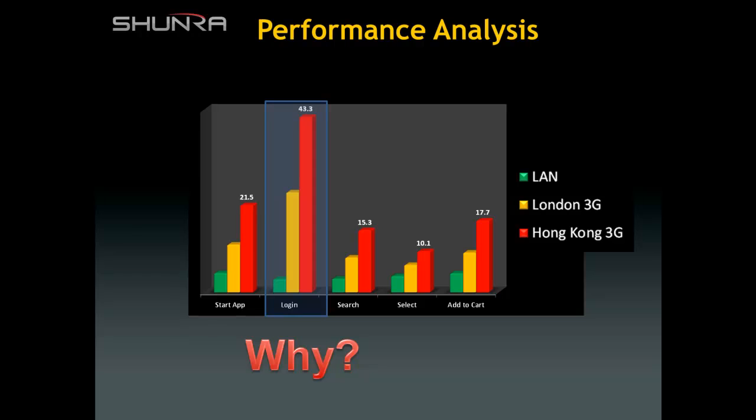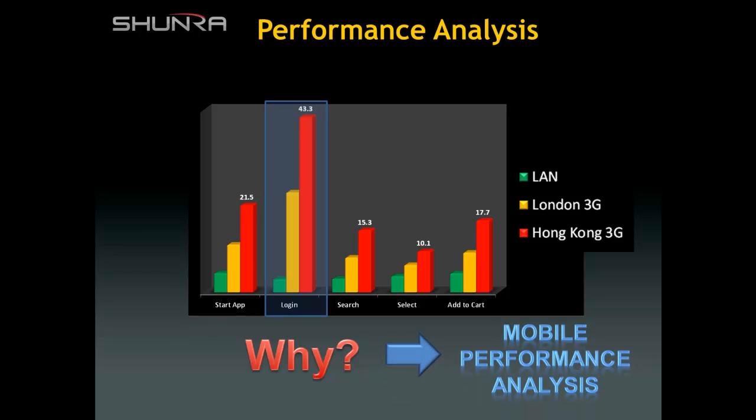And although it is critical to know this before deployment, it is also important to be able to determine the causes for slowdowns and provide recommendations for improvement. Shunra VCAT supports detailed mobile performance analysis without the need to repeat tests. This will be covered in the next video in the sequence.